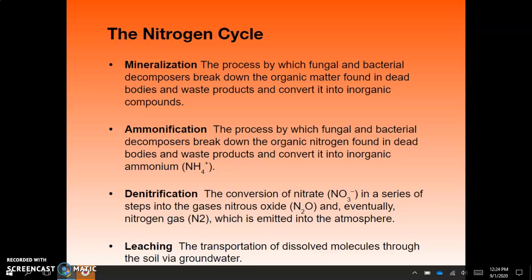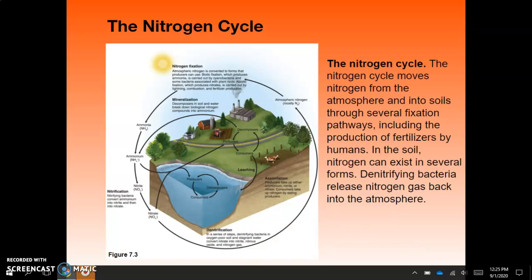Denitrification is the conversion of nitrate, in a series of steps, into the gases nitrous oxide and eventually nitrogen gas, which is emitted into the atmosphere. So when we follow the nitrogen in these biogeochemical cycles, denitrification is when the nitrogen is returned back into the atmosphere. And then leaching is the transportation of dissolved molecules through the soil via groundwater. So basically, nitrogen that's in water can leach through the soil, and that's just a process we need to be aware of.